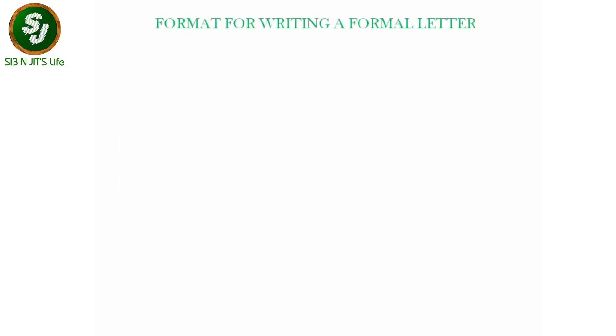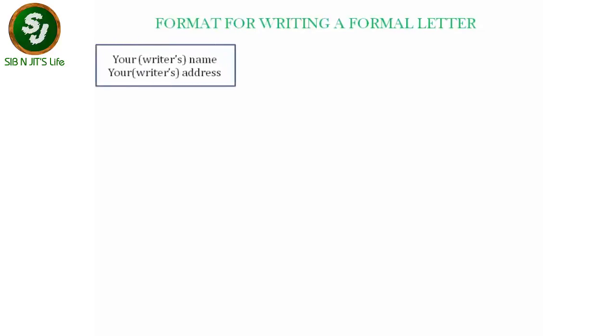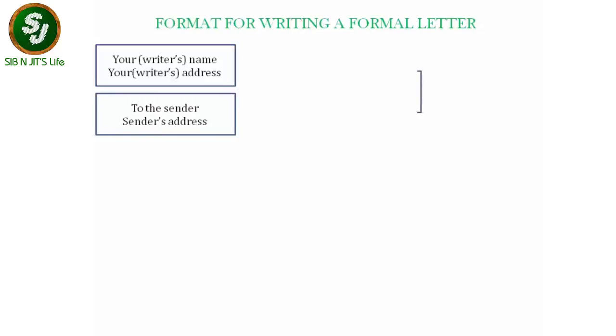So after going through the differences between the two types of letters, let us look at the format for writing a formal letter. At first comes the address part, where you must have your name, okay, the writer's name, your address. Then the recipient's name plus the recipient's address, both the addresses in a formal letter. Then next you must write the date on which you are writing the letter. Clear? Very, very important.